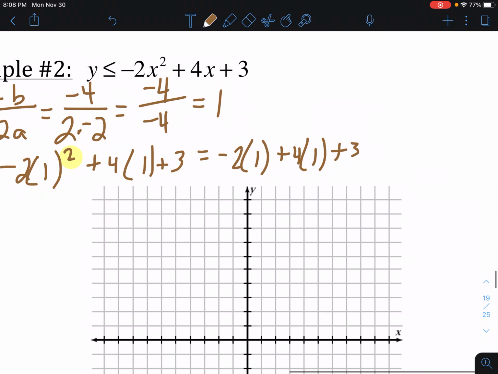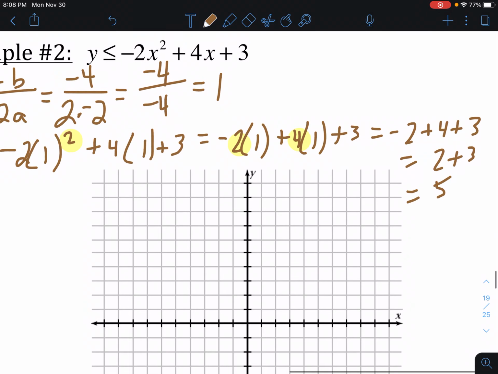Then we can multiply here and here to get negative 2 plus 4 plus 3. And then, of course, we can add those together. Negative 2 plus 4 is 2. 2 plus 3 is 5. So that gives me my vertex finally being 1, 5. Obviously, you'll be a lot faster than I am because I'm explaining this as I go through.